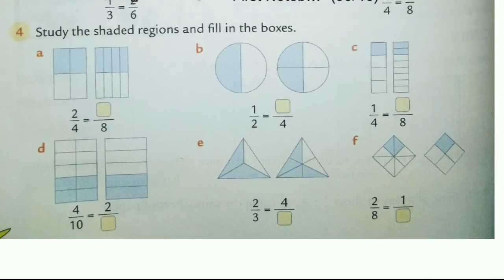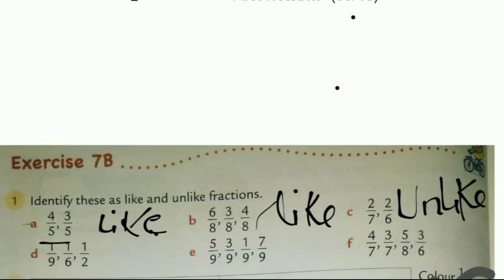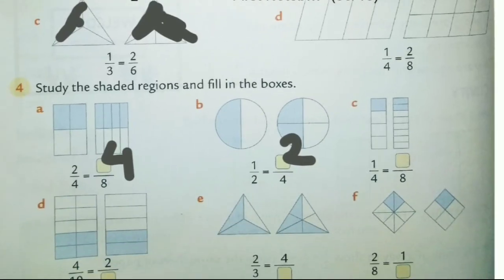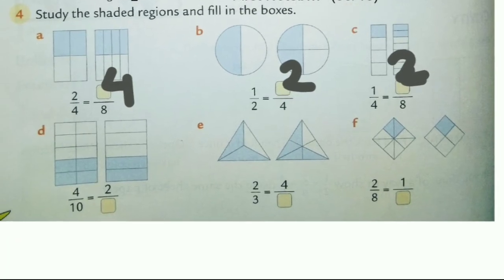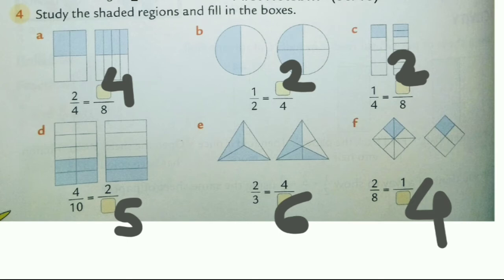Next, study the shaded region and fill in the box. It is 2 by 4 and it is 4 by 8. This is 1 by 2 and this is 2 by 4. This is 1 by 4 and this will be 2 by 8. 4 by 10 and 2 by 5. This is 2 by 3 and this is 4 by 6. This is 2 by 8 and this is 1 by 4. Like this we can solve.